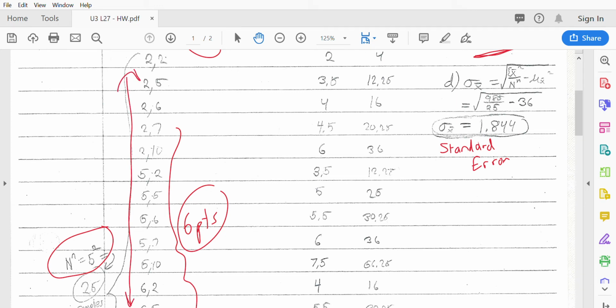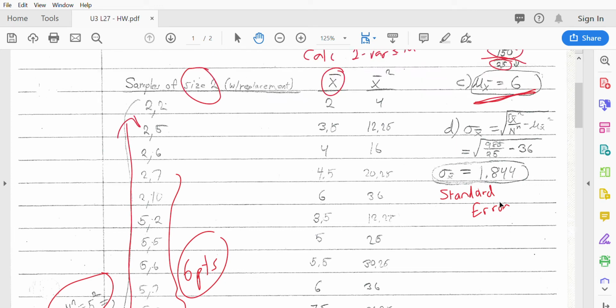That's the sampling distribution. All right, so I find all my x bar squares and I sum them up. The sum turns out to be 985. I divide by the 25 samples minus the mean squared. So minus 6 squared, which is 36. I put all that together and I get a standard error of 1.844.